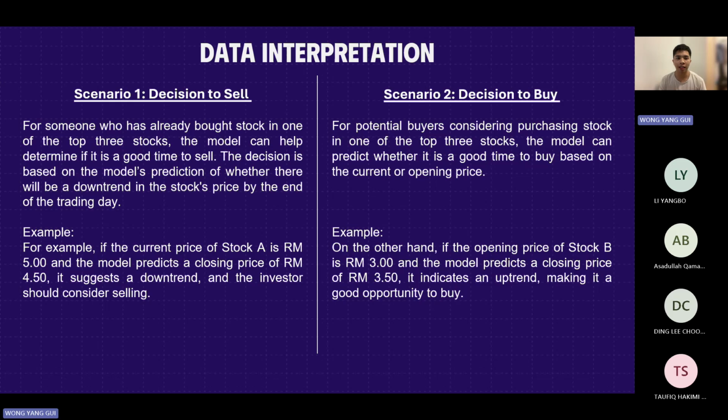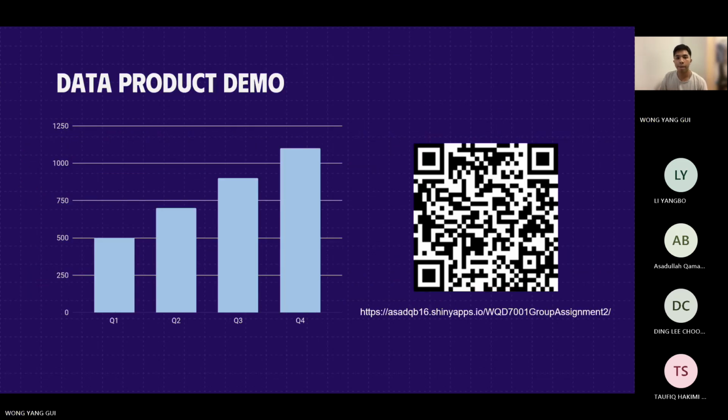The first and second scenarios are the decision to sell or buy. For example, if stock A's price is 5 ringgit and the model predicts the closing price is 4.5 ringgit, it will suggest the investor consider selling it. Or maybe the price in the next time period is 3.5, so it will suggest the investor buy it. Next slide, I will pass to Asad.